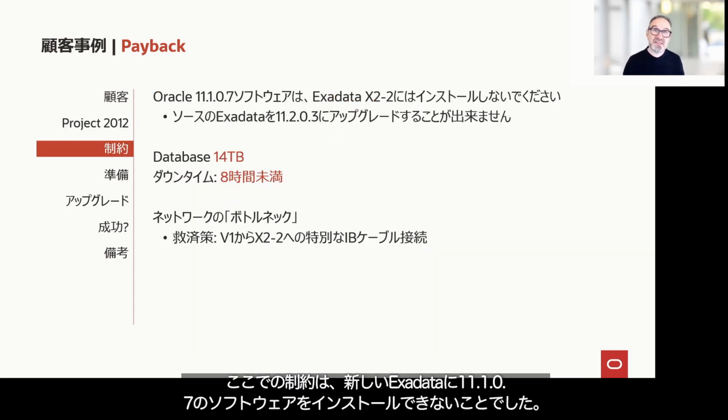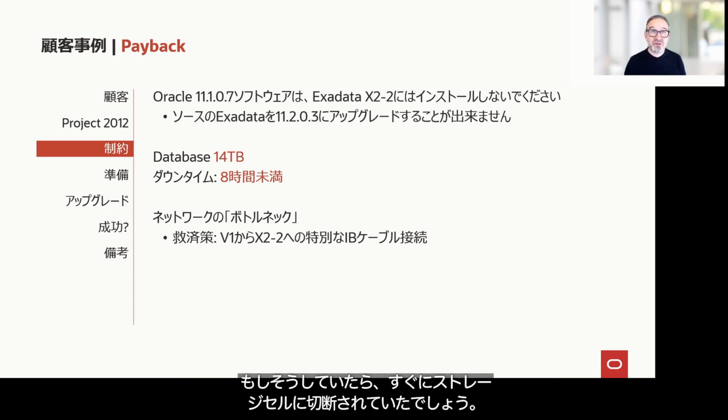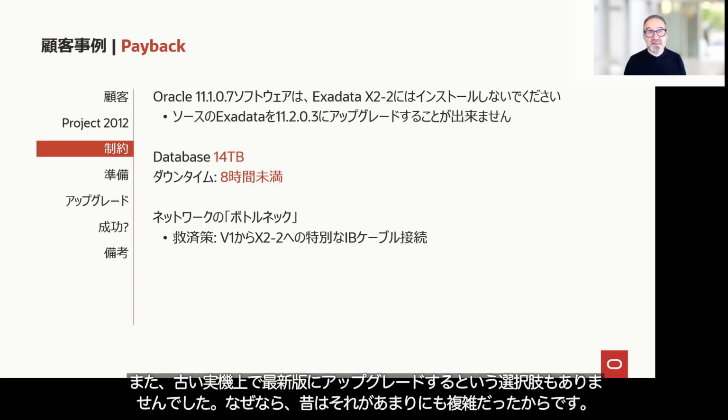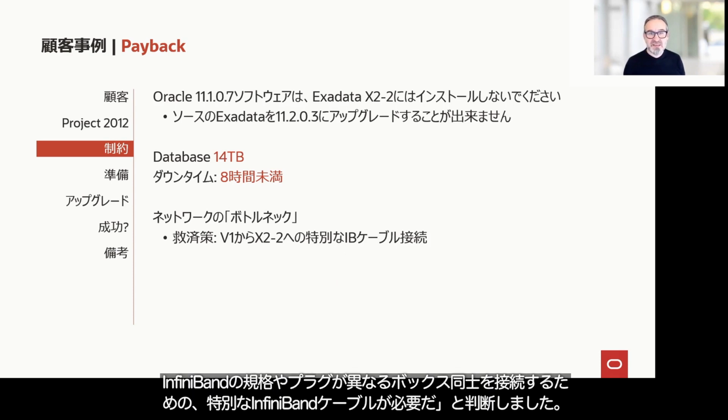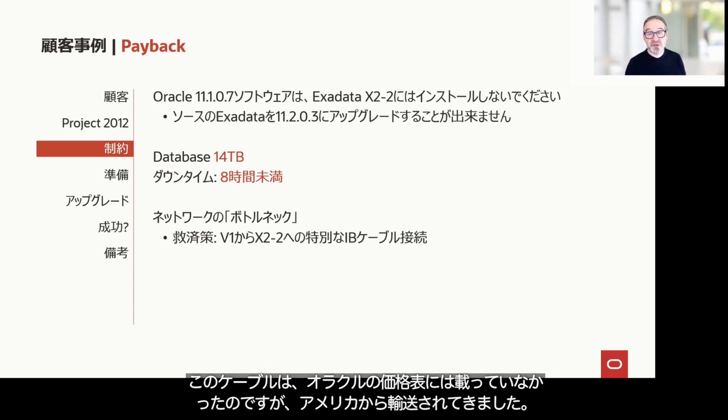The constraints here were that we couldn't install 11.1.0.7 software on the new Exadata. If you had done so, we would have disconnected the storage cells right away. And upgrading on the old one was not an option either, because in the old days, that was way too complicated. In addition, the customer decided, oh, we have a network bottleneck, so we need a special InfiniBand cable to connect the boxes together with different InfiniBand standards and plugs. So that cable got shipped from the US. At this time, it wasn't on the Oracle price list.